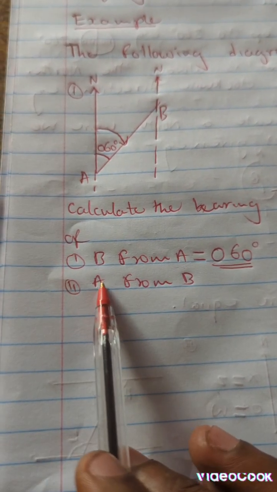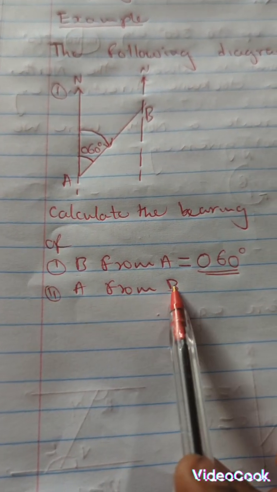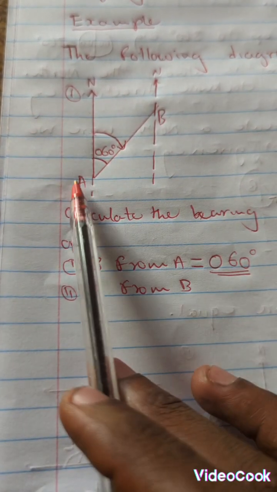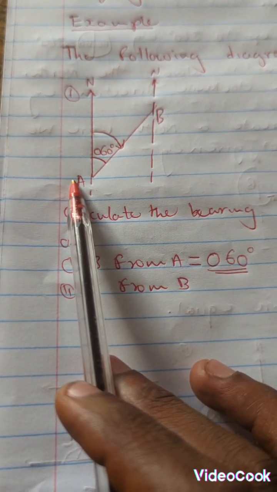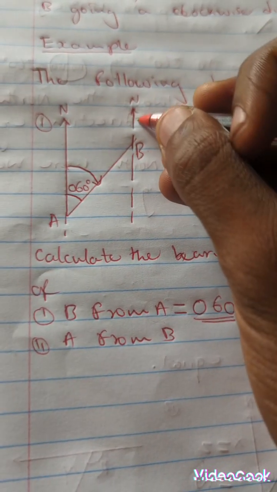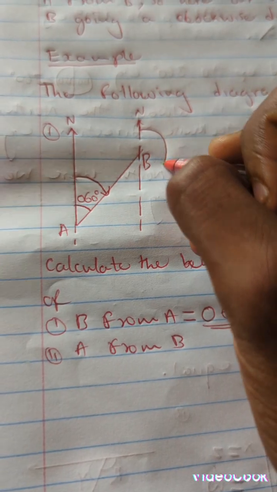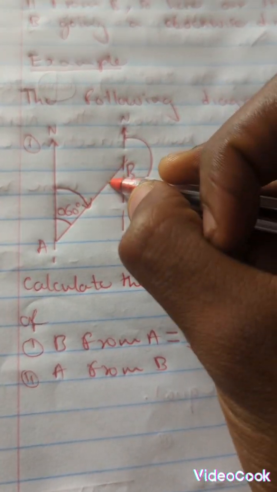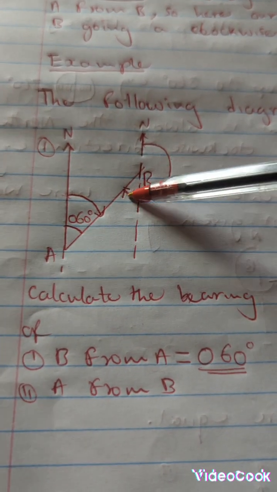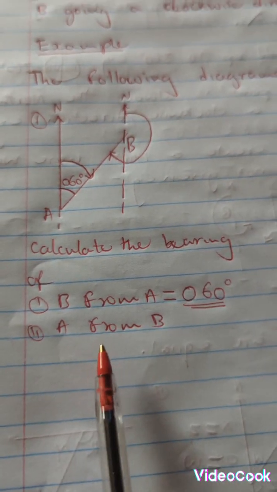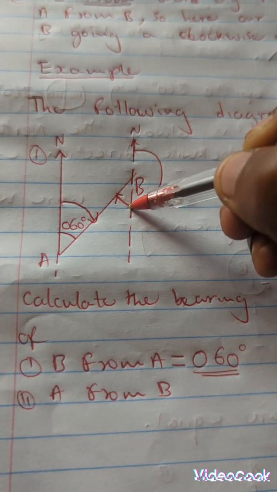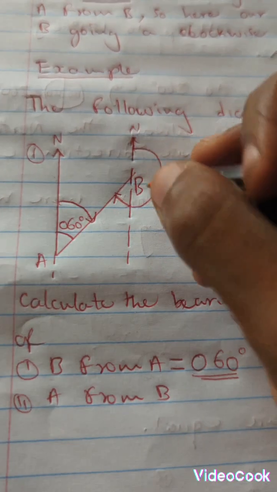Then number 2, A from B. So now we are coming from B, in a clockwise direction, please. The examiner needs the entire thing, so on this question we can use 2 ways. We all know from the rules that from here up to here, it's 180.